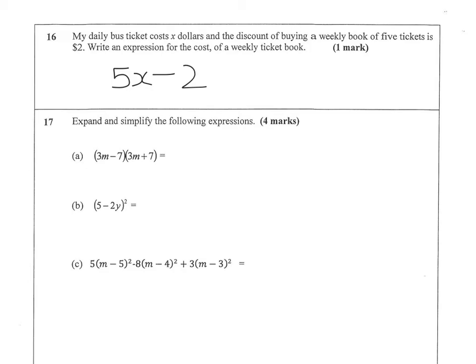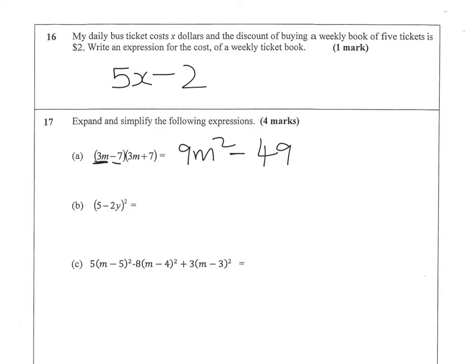Alright, expand and simplify. Again, this is a difference of 2 squares. So we can do double rainbows and then simplify, or simply square the first, which is 9m squared. Square the second, which is 49, and it must be a minus in between.